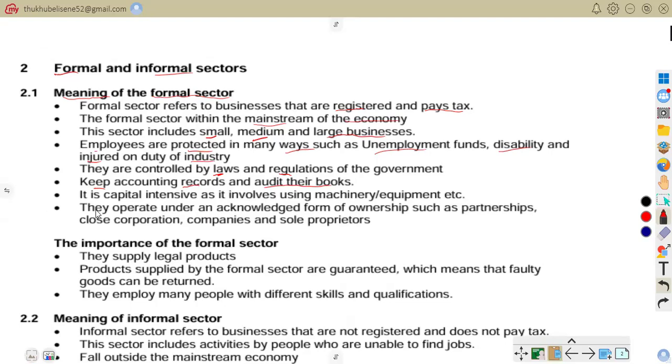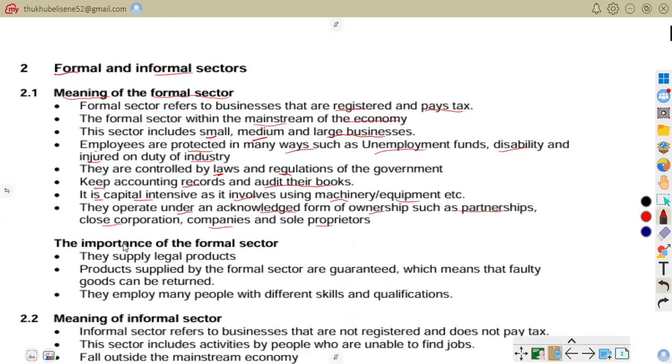It is capital intensive as it involves using machinery and equipment. So under the formal sector, it requires a lot of money and machinery. They operate under acknowledged forms of ownership, such as partnerships, close corporations, companies, and sole proprietors. So it means they have legal structures.